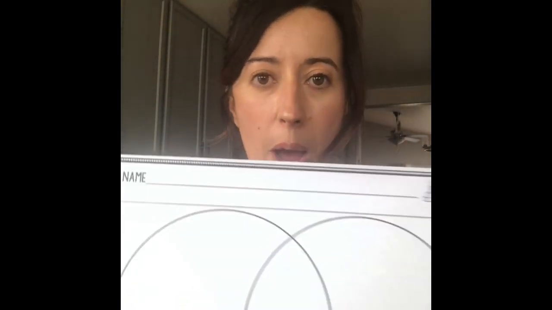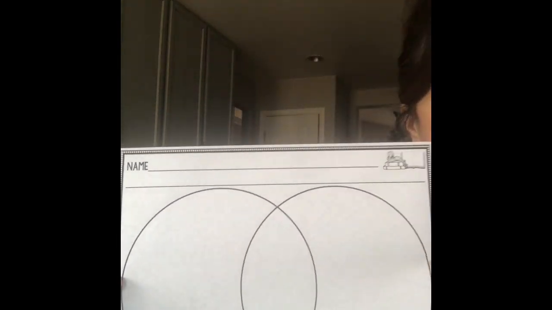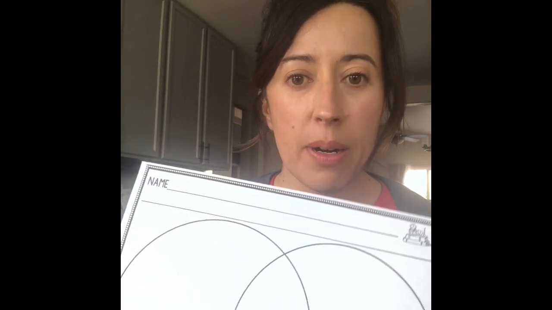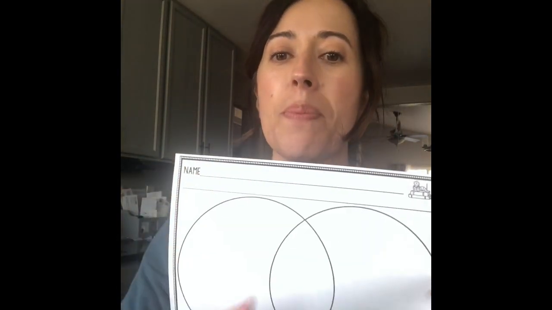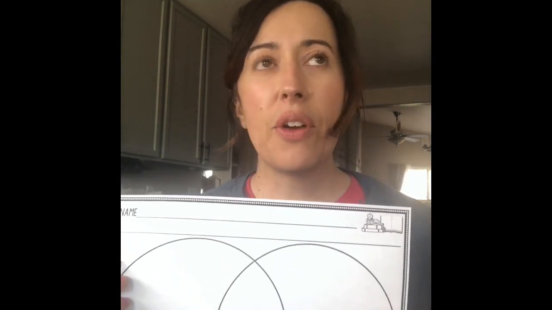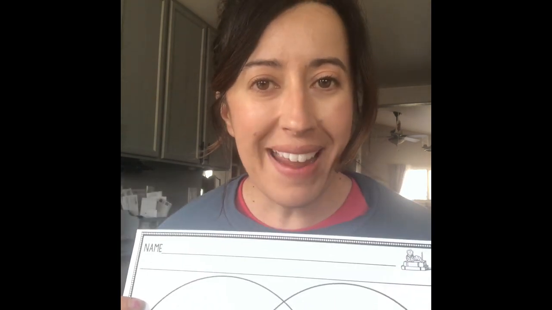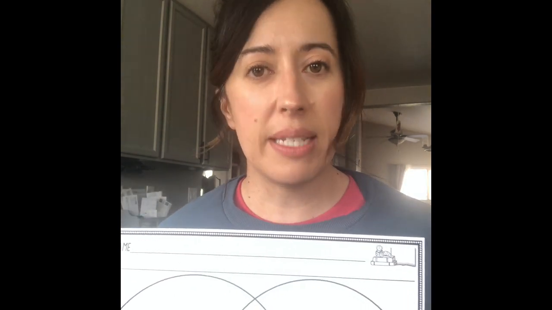And I'm going to show you what to do with that. What I have for you uploaded into this folder is a Venn diagram that looks exactly like this. If you can't print it, not a problem. You're going to recreate this on a piece of paper. You're going to make sure that your circles are big enough so that you can write inside of them. A Venn diagram is a great diagram for us to compare and contrast. Remember, compare is how they are alike. Contrast means how they are different.